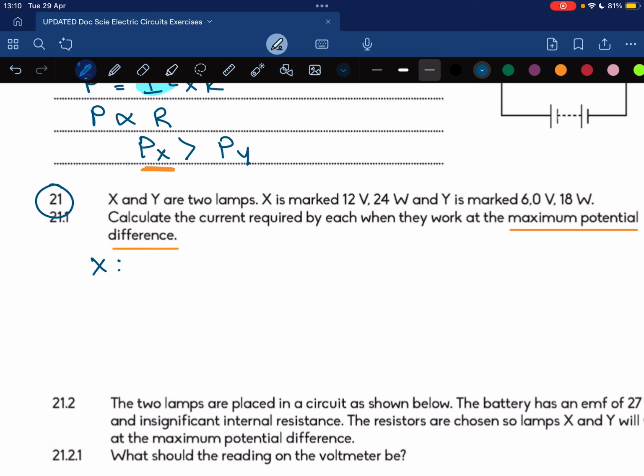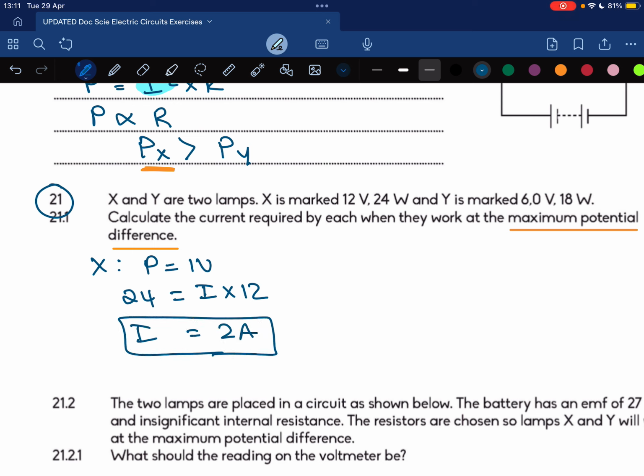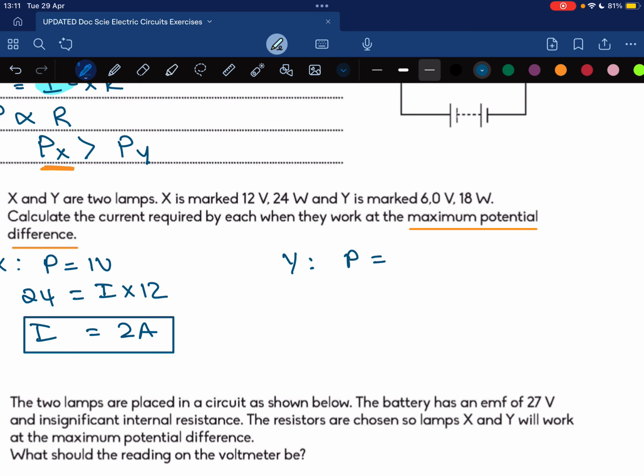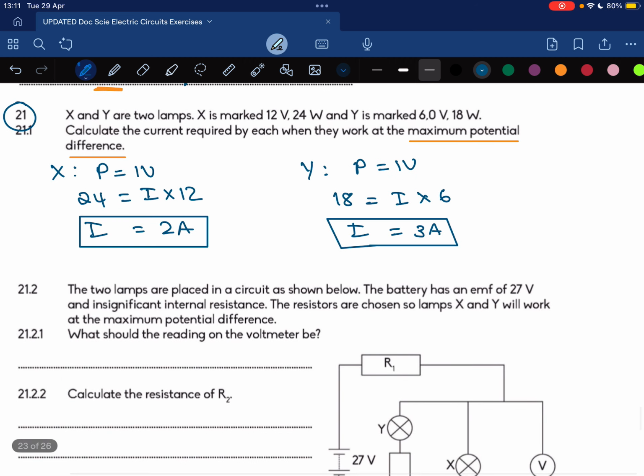So let's look at X. For X, we'll use P is equal to IV. The power is 24, the voltage is 12 and the current is I, which means the current is going to be 2 amps through X. If I look at Y, again I'm going to use P is equal to IV. The power is 18, the voltage is 6, so that means the current is 3 amps. Okay, so that's the current required for them to work at their maximum potential difference.